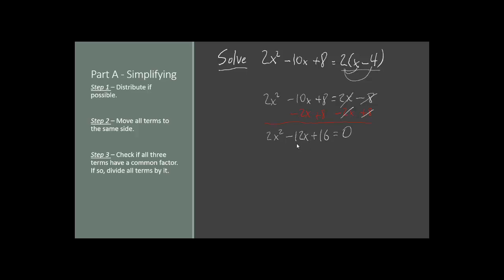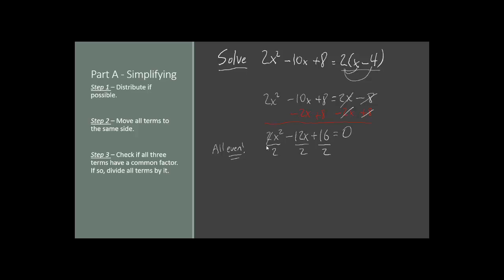Now that we have everything on the same side, let's try to simplify our math a bit here in step 3. If we have a common factor for all three terms, let's divide everything by that common factor to make our numbers lower, so our calculations will be simpler. Well, you might notice they are all even numbers.